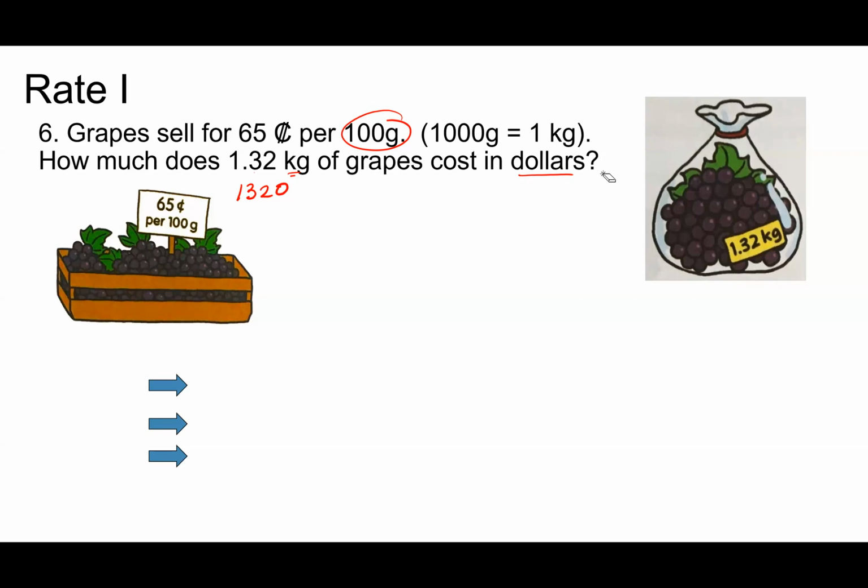Okay, so let's go ahead and get started. We know our rate is 100 grams per 65 cents. The reason I'm saying it that way is because we know what our weight is. We don't know how much it's going to cost, so our cost is going on the right. Let's just use the unitary method and take it down to 1 gram. 1 gram is both sides divided by 100. So 1 gram costs 65/100ths of a cent.